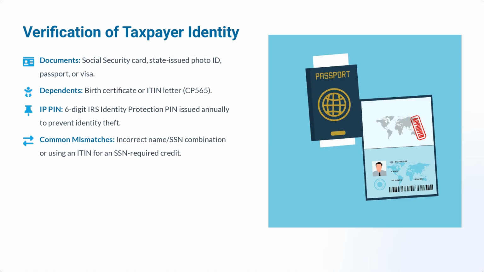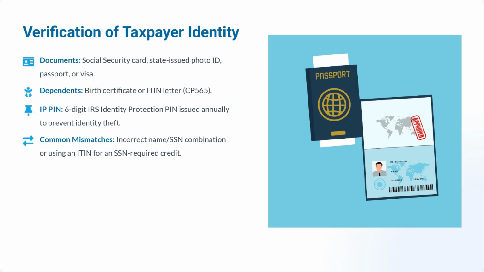These documents ensure names match exactly, numbers are correct, dates of birth align, and taxpayer eligibility is confirmed. Even a slight mismatch, for example, a missing hyphen or a changed last name after marriage, can trigger return rejection.